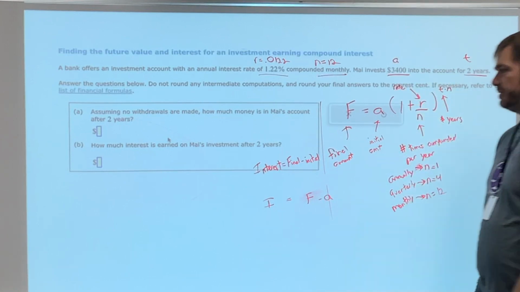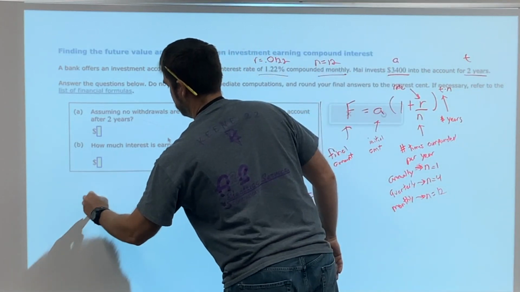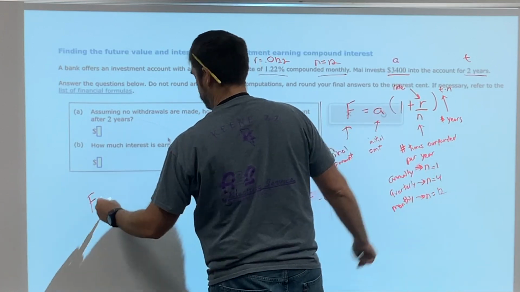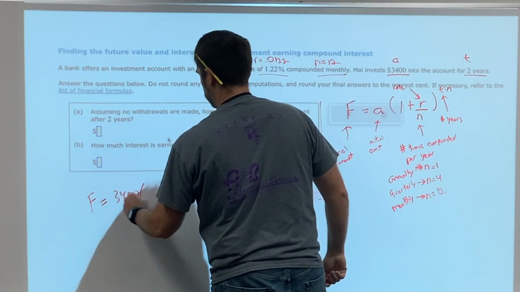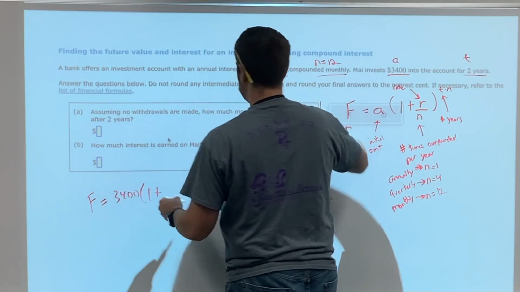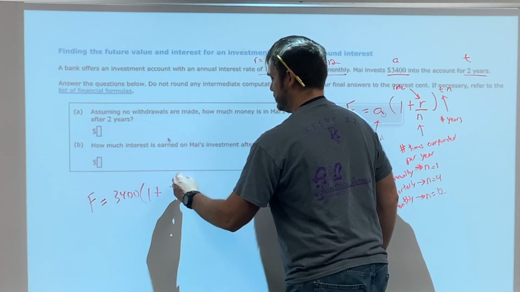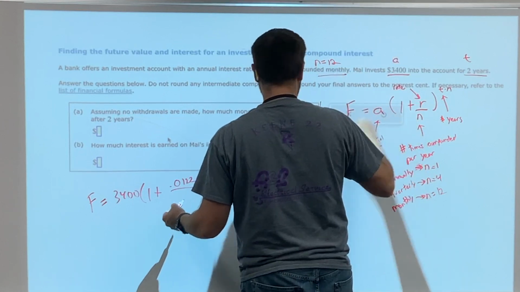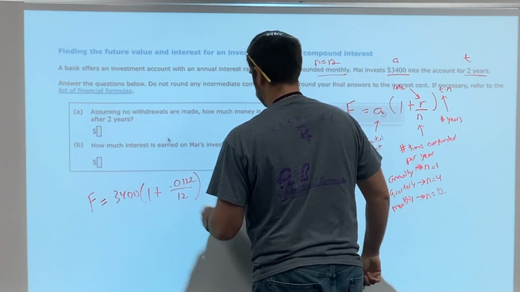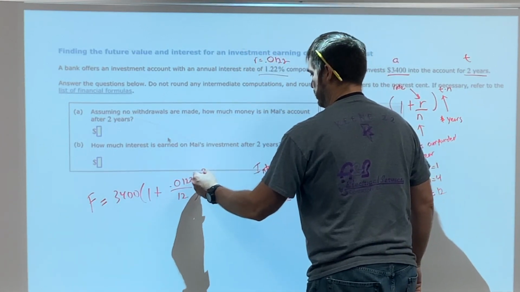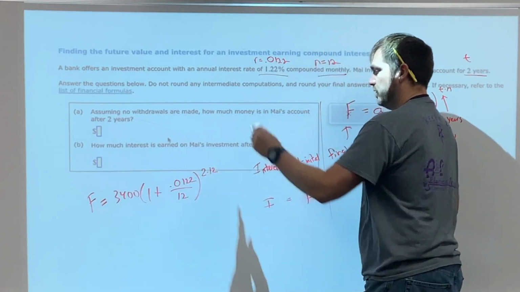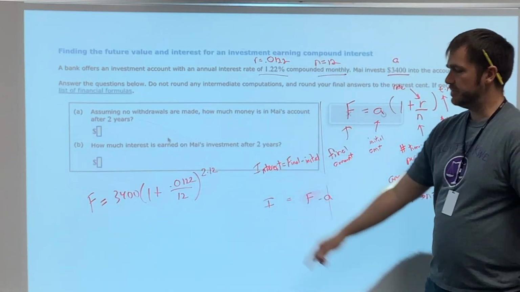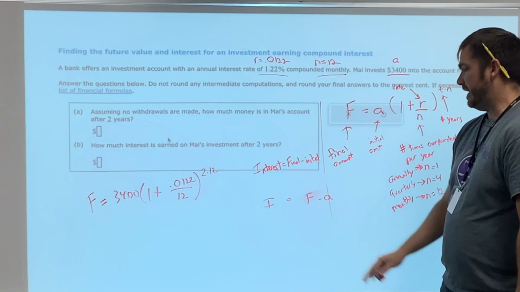Literally just the same formula. Final amount equals initial amount, 3,400, 1 plus the rate, 0.0122 divided by N, 12, raised to the power of 2 times 12. Once you just plug that in Desmos, come up with the number, and then that is going to be our final amount.